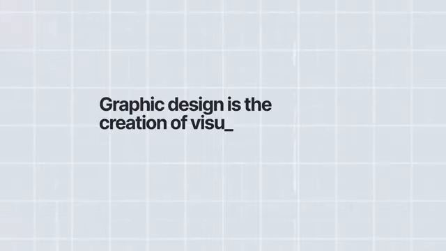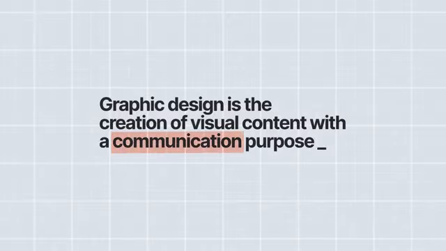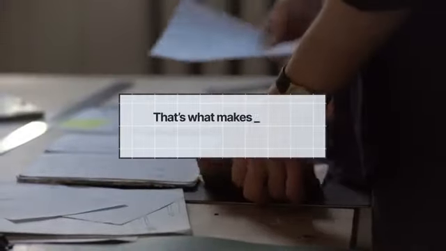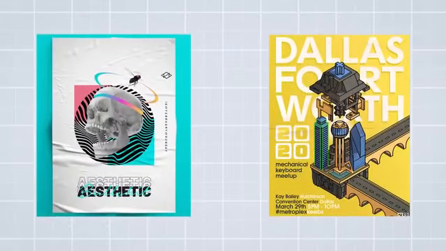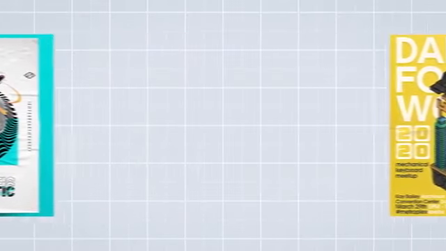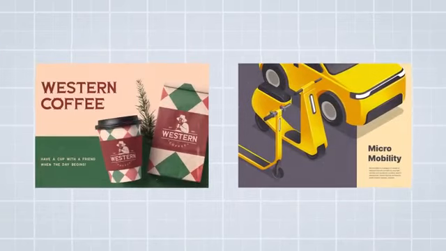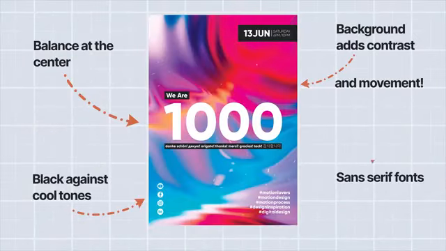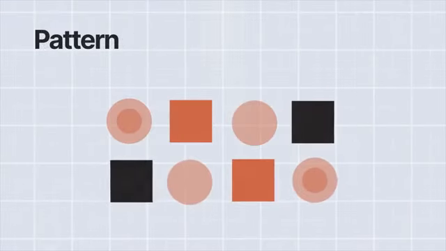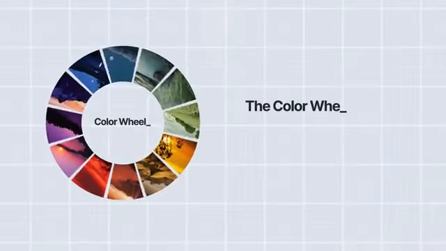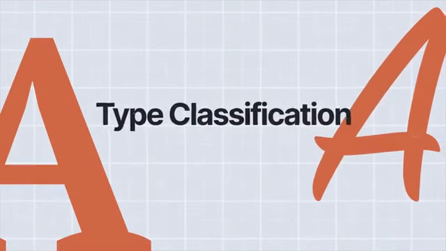Graphic design is the creation of visual content with a communication purpose. This is what makes design and not art. Graphic designers use a mix of visual elements like images and typography, logos, and complex page layouts to communicate ideas. Graphic design is important because aside from making something look visually stunning, it also organizes complex information to be delivered in the most comprehensible way.